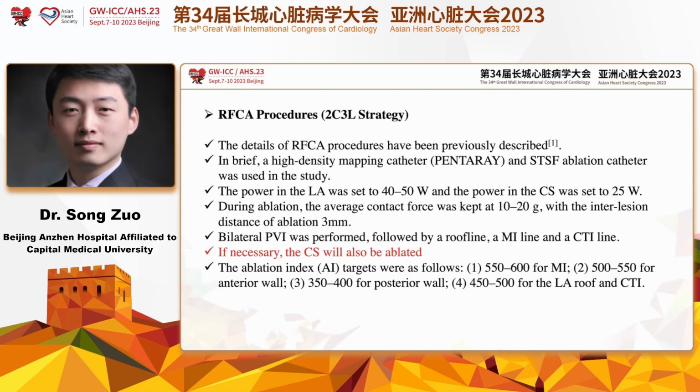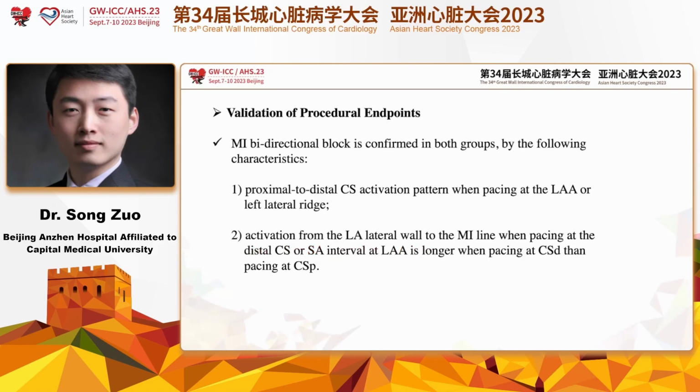Bilateral PVI was performed, followed by a roof line, mitral isthmus line, and the CTI line. If necessary, the CS was also ablated. In fact, we performed intra-CS ablation in all the patients. And the last point is the ablation index. The validation of procedure endpoints.